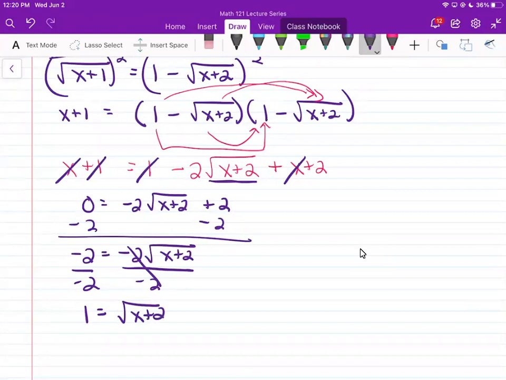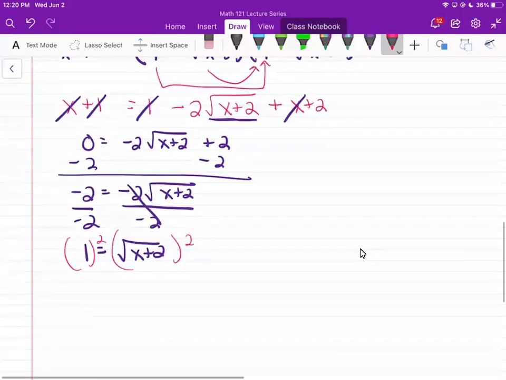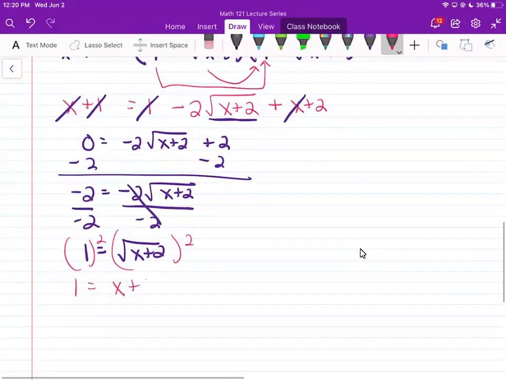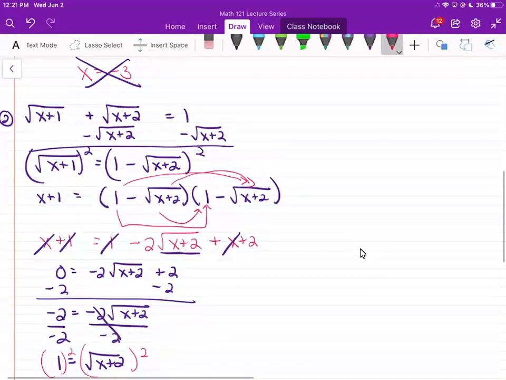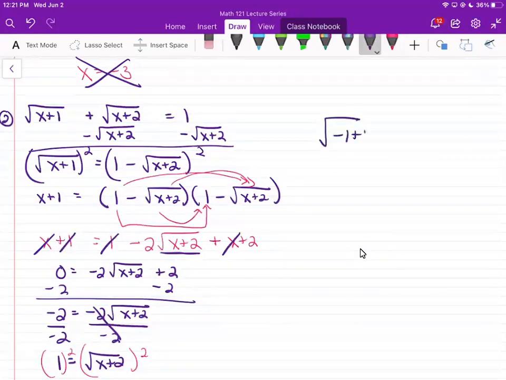Now to get rid of that radical, I raise it to the index power, which again is going to be squared, which leaves me with 1 equals x plus 2. Subtracting 2 from both sides, I get x equals -1. I am again going to check that solution. So I go back to my original problem and I'm going to plug in -1 plus 1 plus the square root of -1 plus 2. And I want to see if that equals 1. This results in 0. This results in the square root of 1. And the square root of 1 is 1.